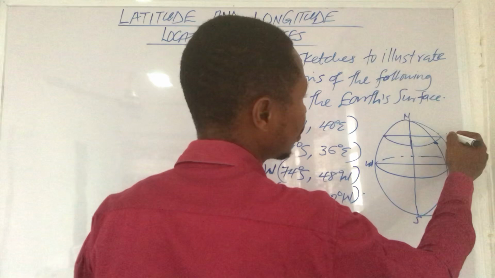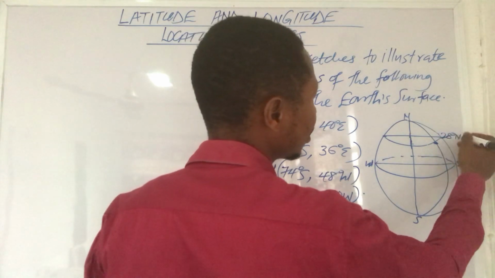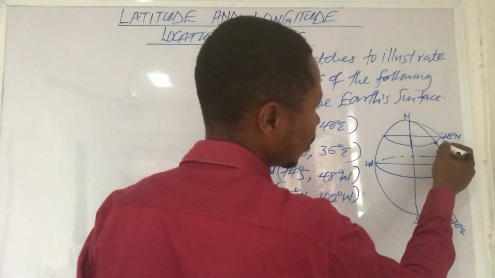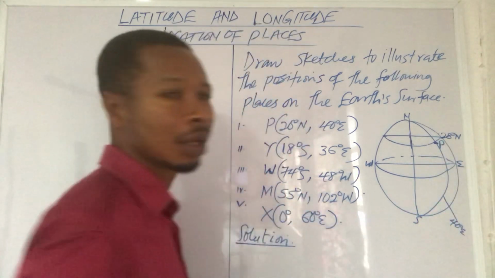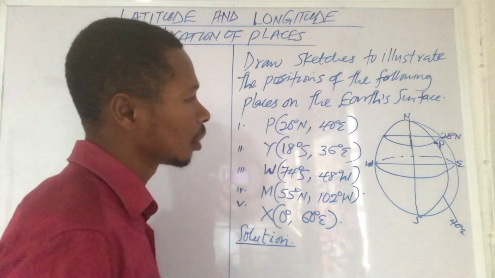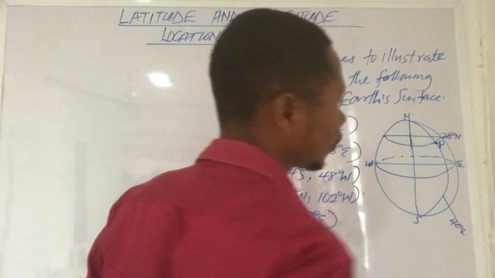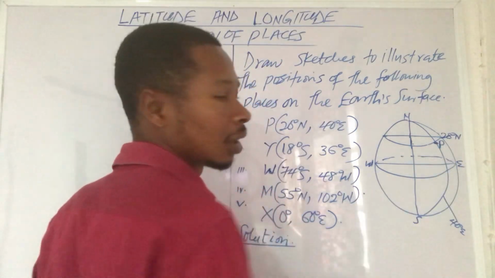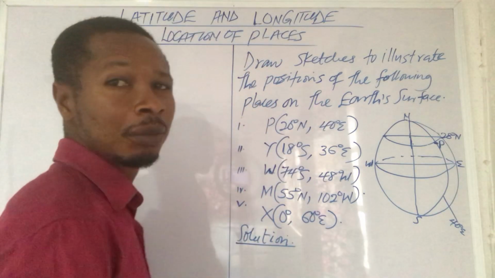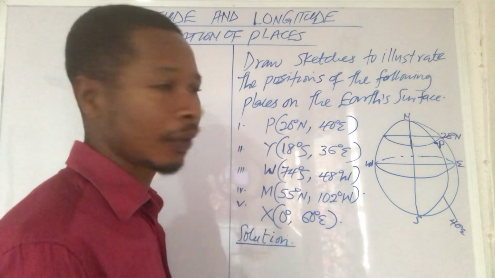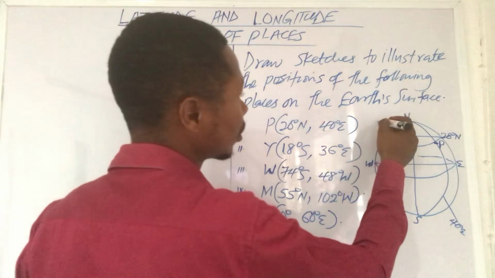This is your 20 degrees north. This is your 40 degrees east. The point that they meet is our P. So that's how you locate the position of a point on the Earth's surface. So where the two lines, the line of latitude meets the line of longitude, that's where our position will be. So that's the first one.